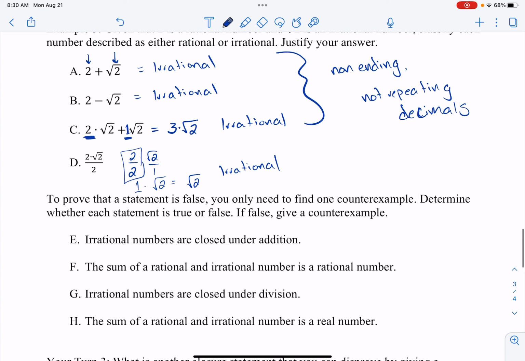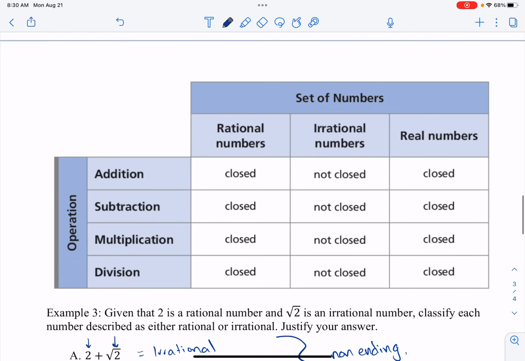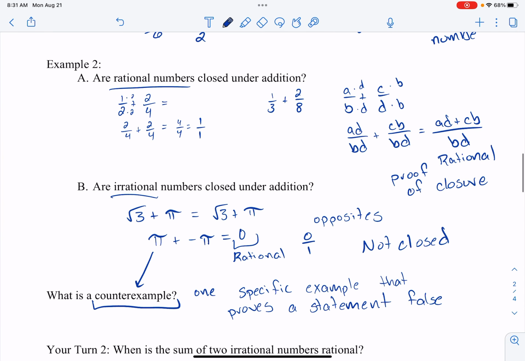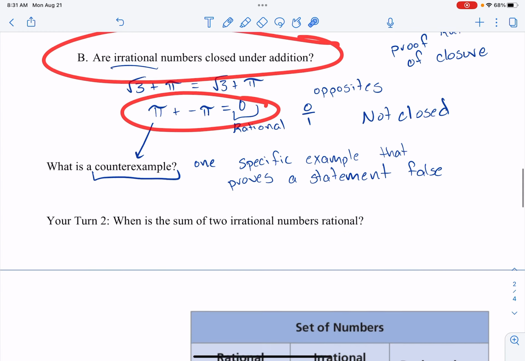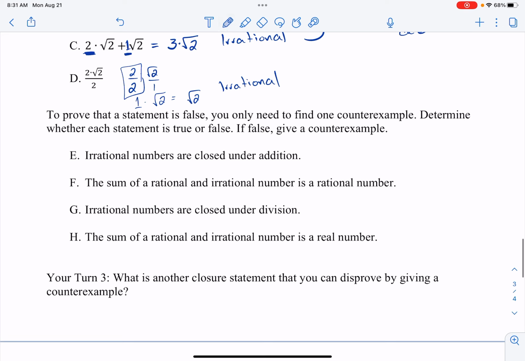So next ones. To prove that a statement is false, you only need to find one counterexample. We talked about that previously. Determine whether each statement is true or false. If false, give a counterexample. So irrational numbers are closed under addition. Well, if we went back here, are irrational numbers closed under addition? No, because we said pi plus negative pi is 0. We can use that same counterexample. So we would say false, since pi plus negative pi is 0, and 0 is rational.